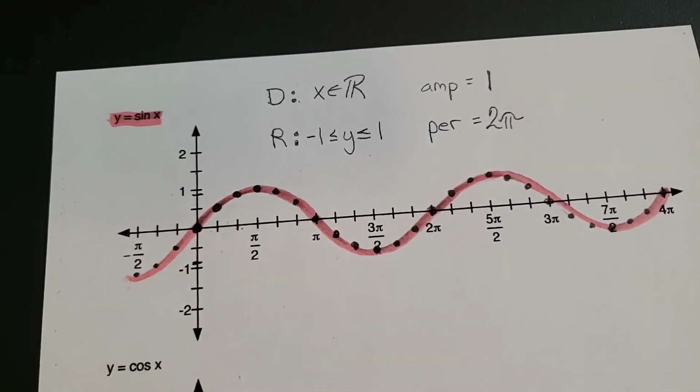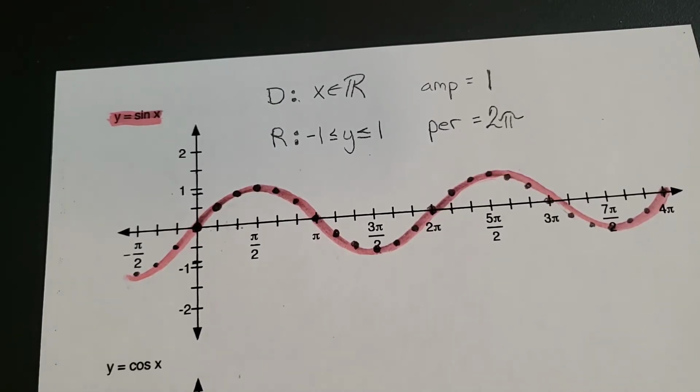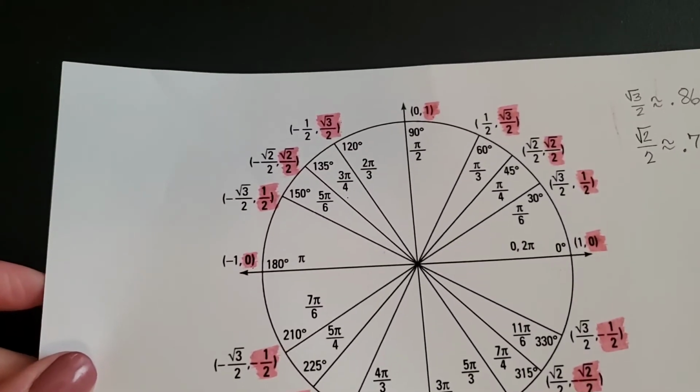So there is the sine function. Now we can do the cosine function. We're going to do the exact same thing for the cosine function as we did for the sine. We're going to go back to our unit circle.